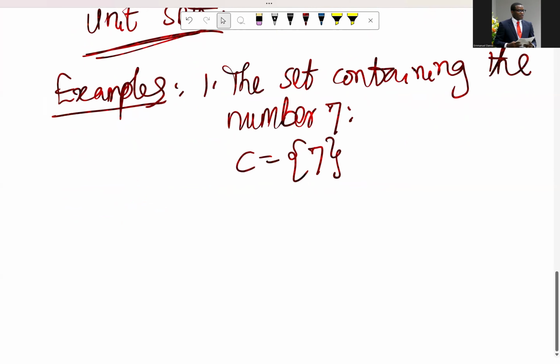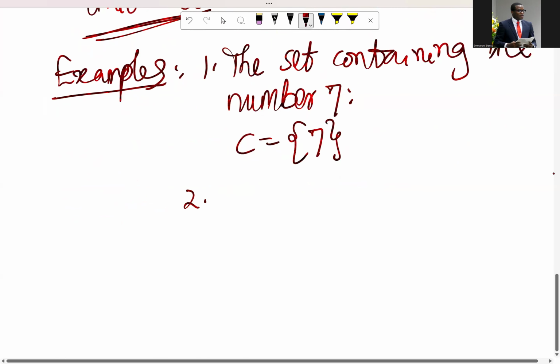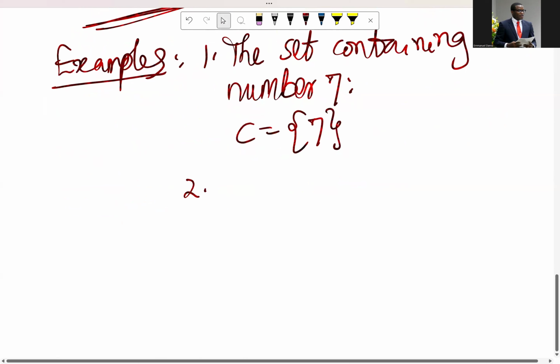Now, can we also see the set of all presidents of the United States born in Kenya? Maybe a better way to say this is the set of all presidents of the United States with Kenyan origin.